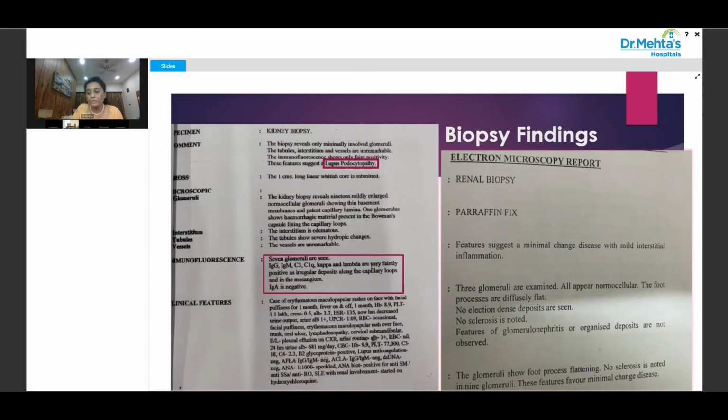A renal biopsy was done, and we were fully expecting a membranous kind of picture, class 5 lupus nephritis, but instead it was reported as a lupus podocytopathy. Now, what is that? The light microscopy showed mild mesangial proliferation, and on immunofluorescence, though there were full house immune deposits, they were very scanty along the capillary loops. There was some in the mesangium. On electron microscopy, there was diffuse effacement of foot processes. Again, there were no EDDs, no sclerosis, no features of glomerulonephritis.